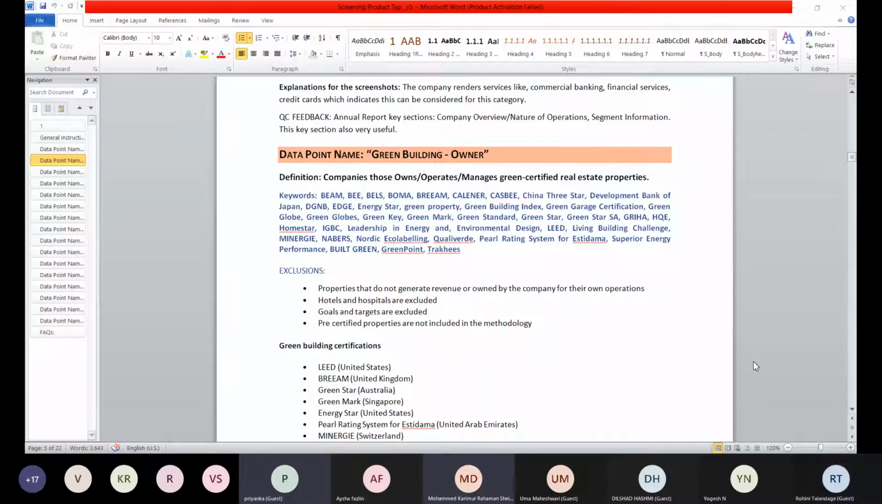Rohini, you can open that image and share your screen. Yes, sir. It is visible. So this is the Apple office.